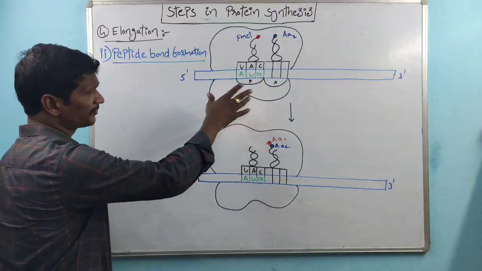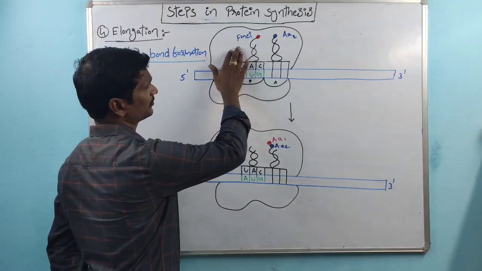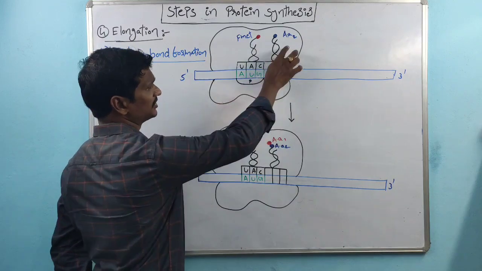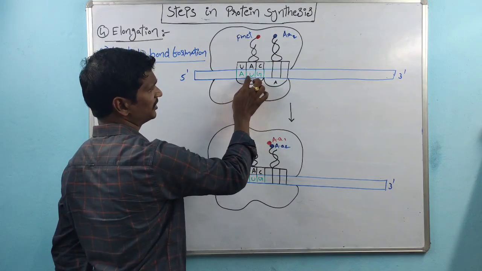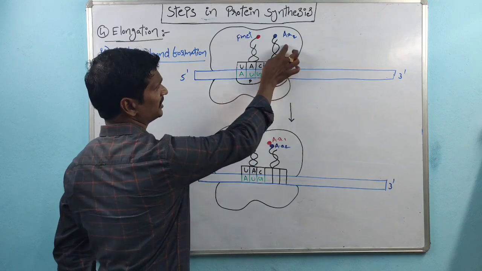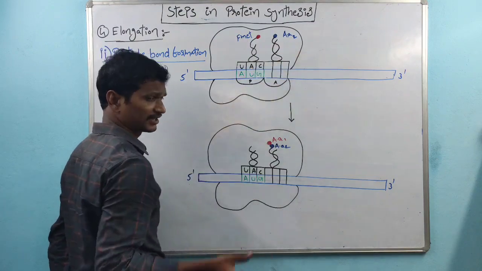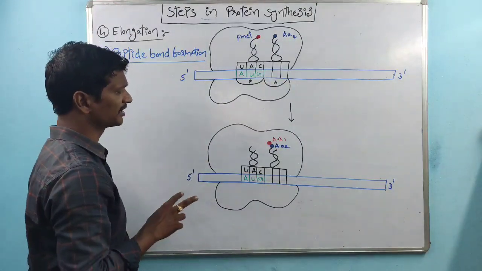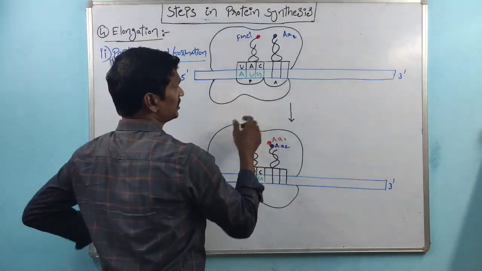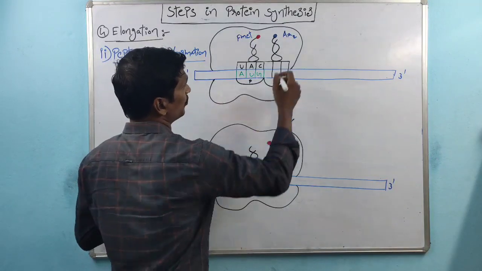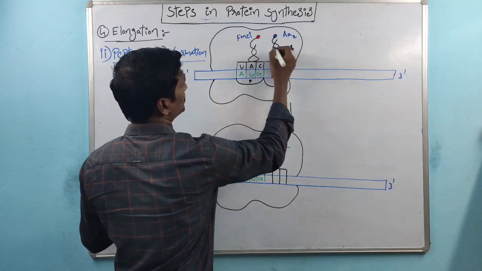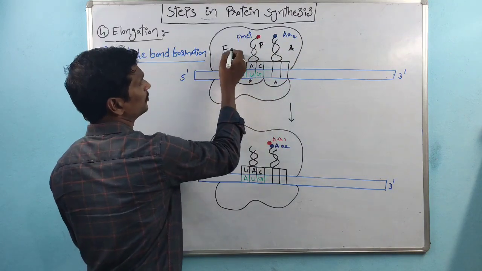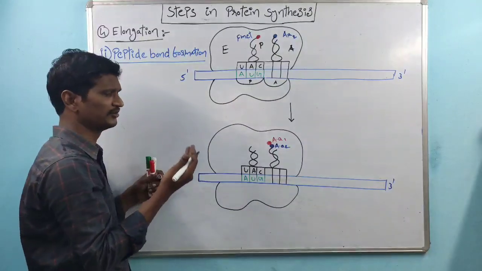After the codon recognition process, this is the formyl methionine tRNA. This is the first codon, AUG, and this is the second codon. Here the second amino acid is recognized. This site is called the A site, this is the P site, and this is the E site. We have discussed these sites many times.